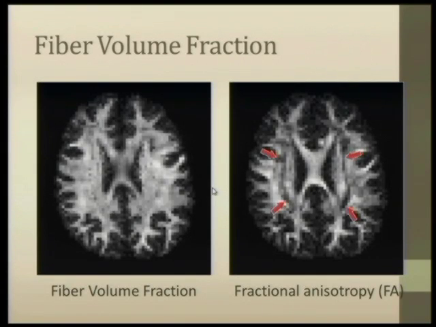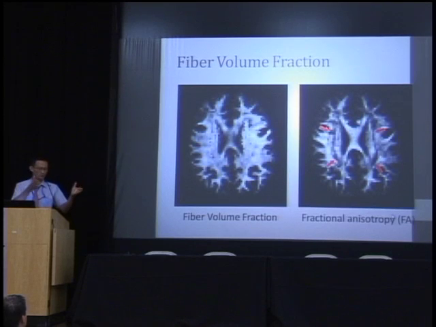Also, the coefficients from the model can be summed up to give a new index that reveals the fiber volume fraction, which is shown in the left. On the right-hand side is a popular index called fractional anisotropy, calculated from the diffusion tensor. The important thing about fractional anisotropy, FA, is that a lot of people use this index to do fiber tracking to determine where the fiber terminates.